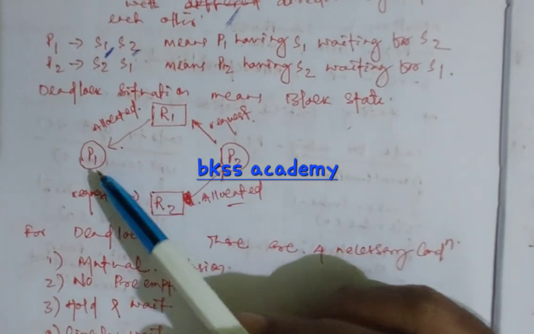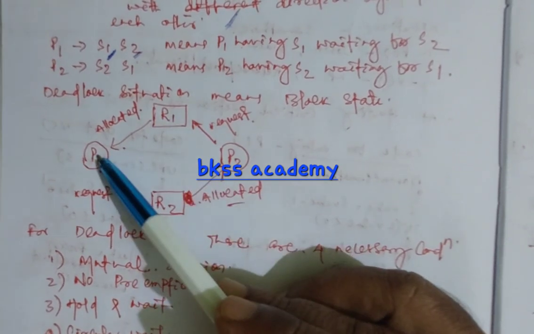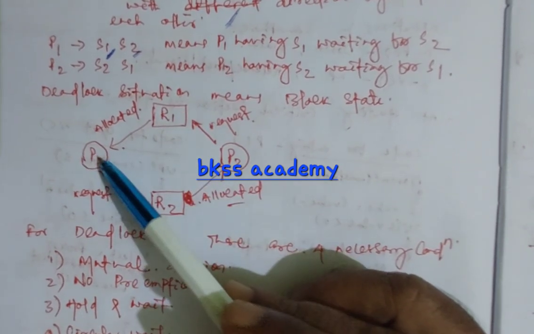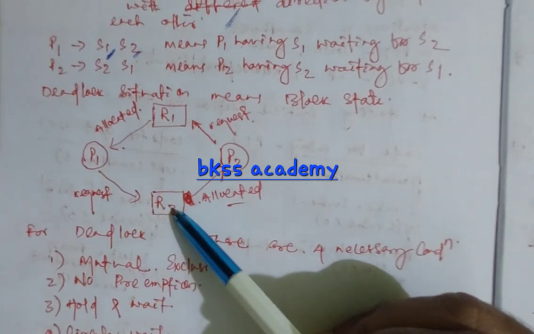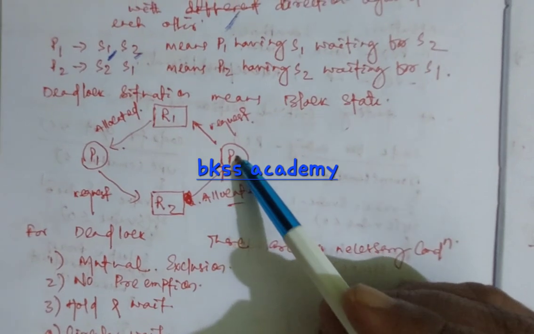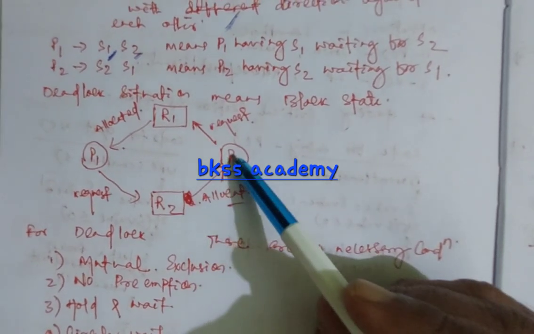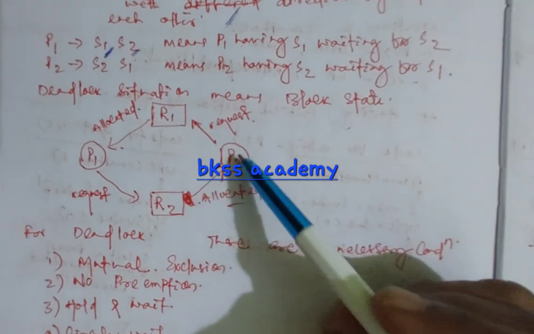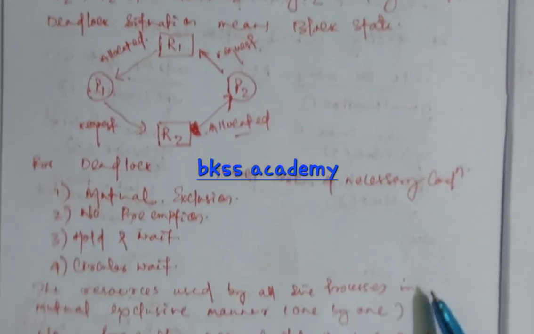One diagram is here. This is process 1, and resource 1 is allocated to it. And process 1 is requesting resource 2 for the execution of its task. Similarly, process 2 is allocated resource 2 and is waiting for resource 1 so that its task will be over and process 2 will be executed.